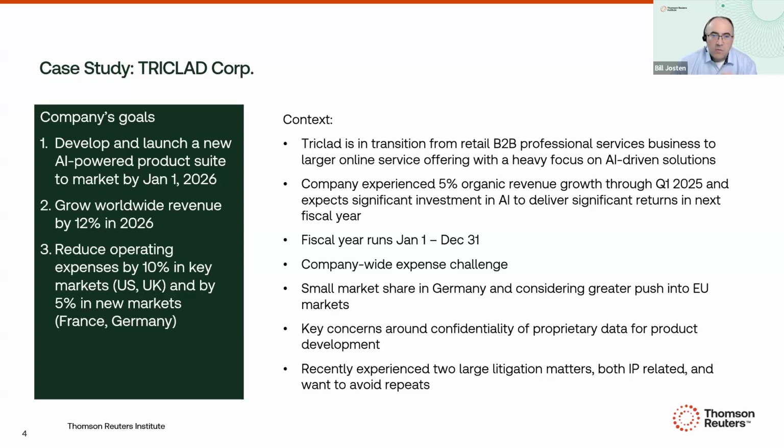This Triclad Corp. The context is that Triclad as a business in our hypothetical is in transition from being a B2B professional services business to creating larger online service offerings with a heavy focus on AI-driven solutions. Insert a lot of business models here, right? This is not an uncommon transition right now. The company experienced 5% organic growth in revenue in Q1 of 2025. So we have the most recent quarter results for our company, and we had pretty good results in terms of our performance. And we expect significant investment in AI to deliver significant returns throughout the rest of this fiscal year.